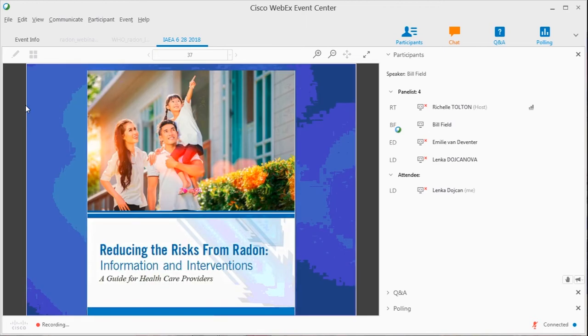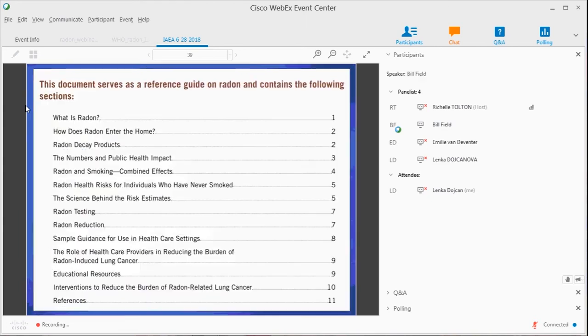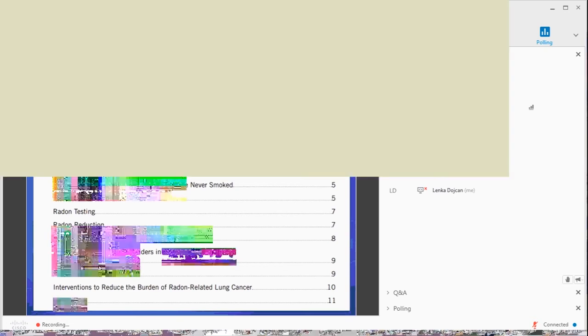So let me finally get to the guide, and hopefully by now you've had a chance to look over and review the guide, so I'll go over this fairly quickly. It's available on the Radon Leaders website. It has different chapters, and one of the important chapters we thought we needed was the science behind the risk estimates. We put that in there with references in case they wanted to go into the underlying science.